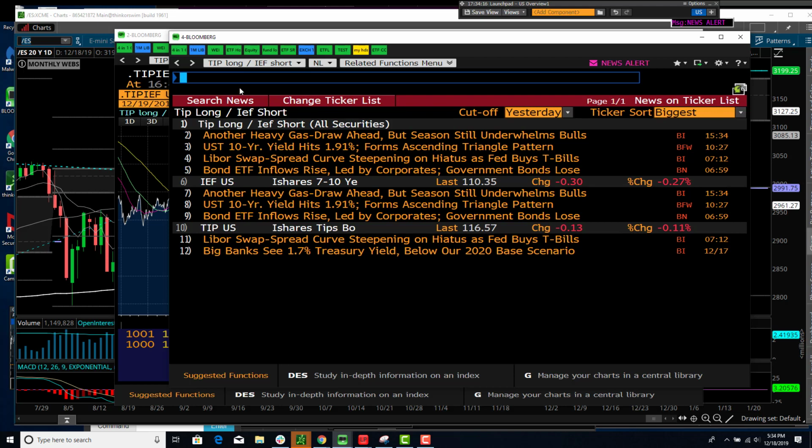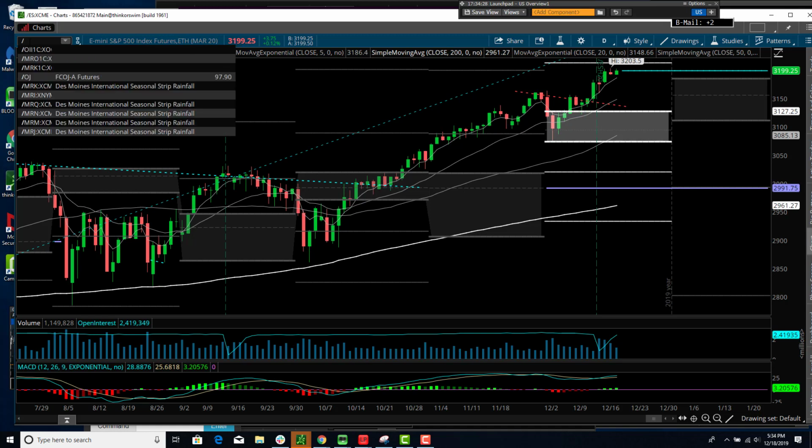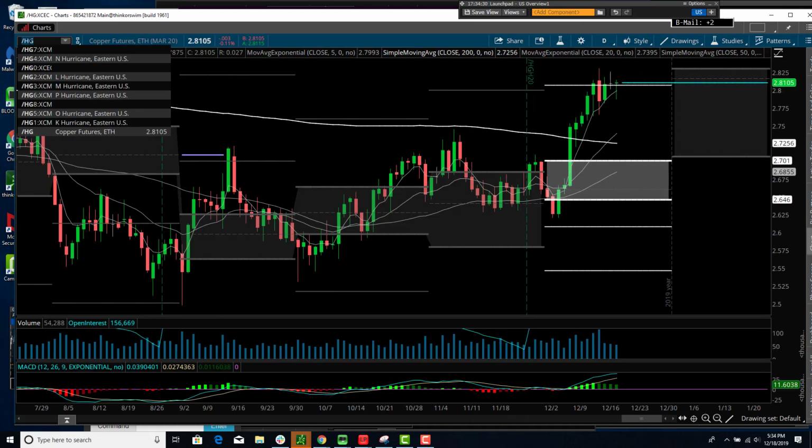Now I don't know if he's still long copper, but it kind of makes sense given what we're seeing. So let's go ahead and look at a copper chart, because it kind of fits the theme. If inflation is possibly ticking higher, let's take a look at what copper is doing.